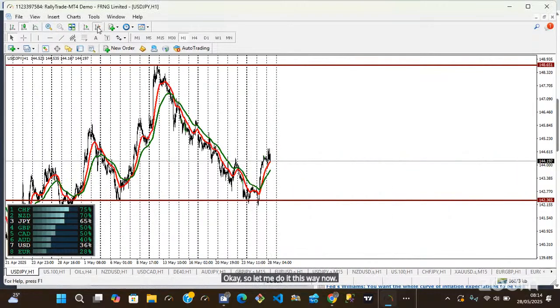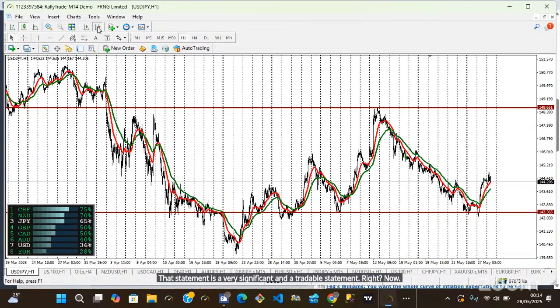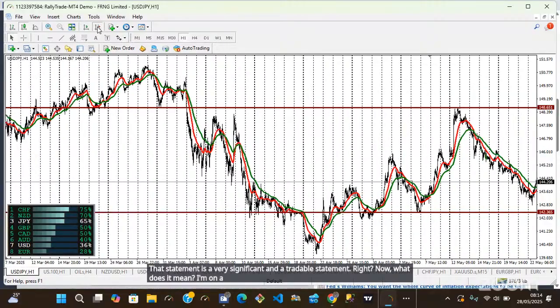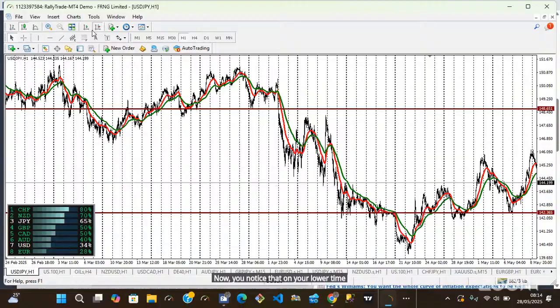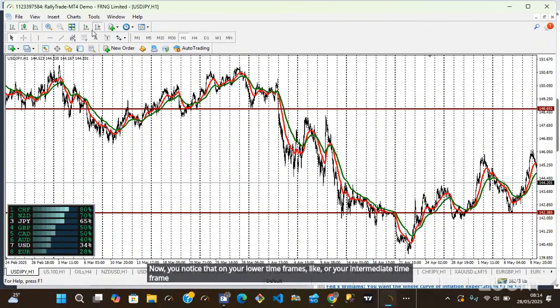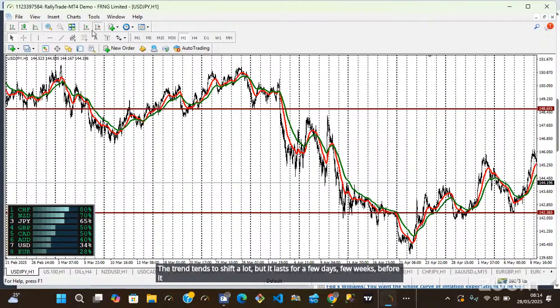If I zoom out, you said the trend is your friend until the bend. That statement is very significant and a tradable statement. Right now, what does it mean? I'm on a 1 hour time frame and I've zoomed out. On your lower or intermediate time frames, like 1 hour and 4 hours, the trend tends to shift a lot, but it lasts a few days, a few weeks before it changes, right? So what do I mean?